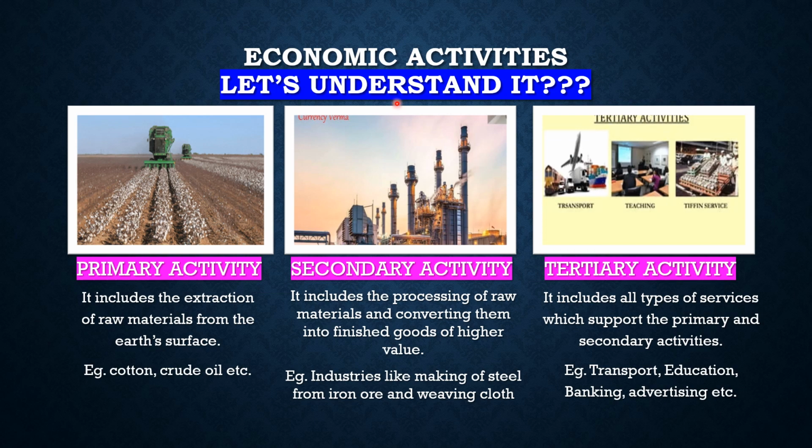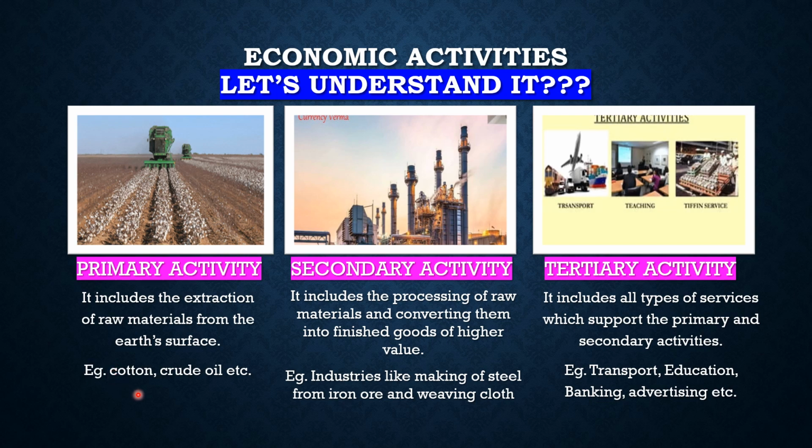Now, let's understand each one of them one by one. So first is primary activity. It includes the extraction of raw materials from the earth's surface. Now, there could be many types of raw material, like fruits and vegetables which we directly consume. Similarly, we wear cotton clothes.